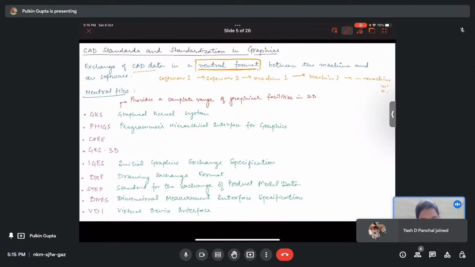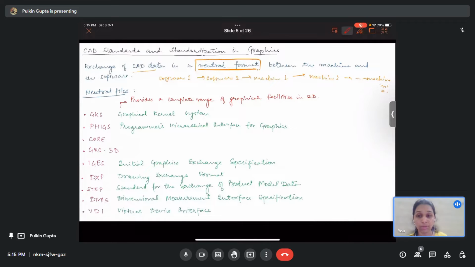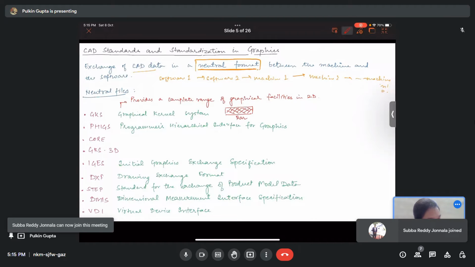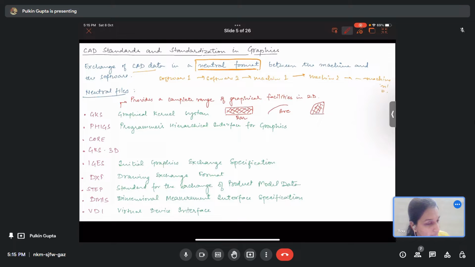Okay, so basic graphics that are available in your GKS systems are a bar, so a simple bar. So it provides you 2D facilities, an arc. So you have an arc, then you have a pie slice, or a quarter of a circle, or a full circle. These are some of the examples.